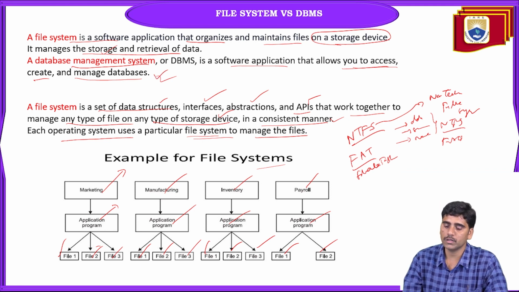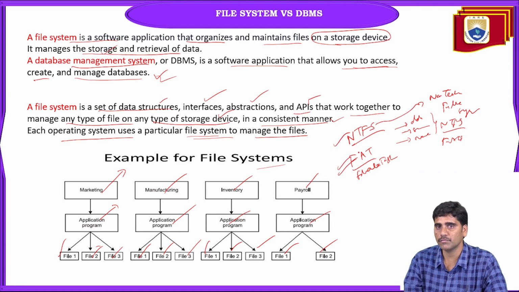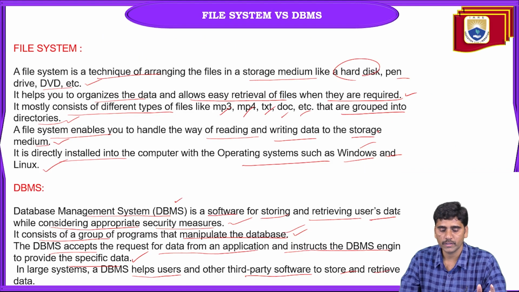There are two types of file systems: NTFS and FAT. File Allocation Table is one file system and New Technology File System is the other. A file system is a technique of arranging files in storage mediums like hard disks, pen drives and DVDs. It is directly installed on the computer with operating systems such as Windows and Linux. But DBMS is additional software which you need to install on your system.